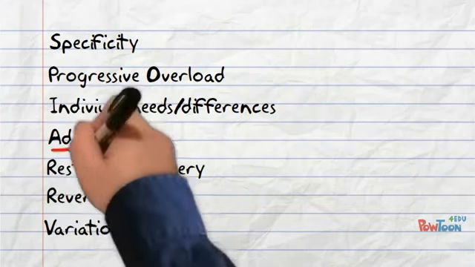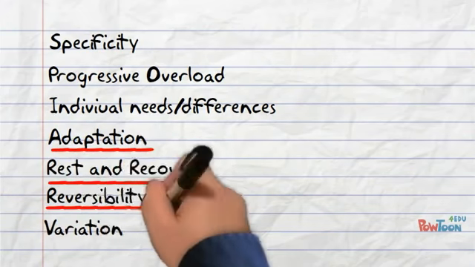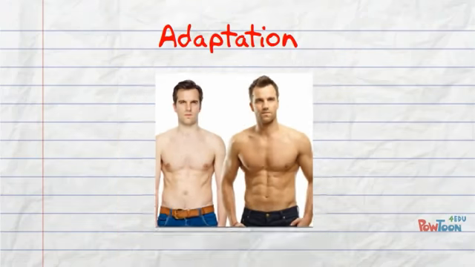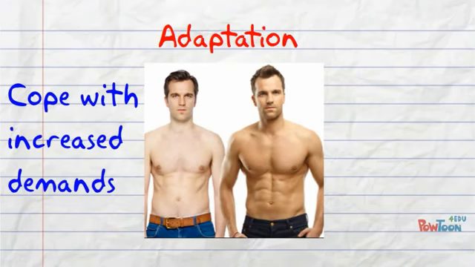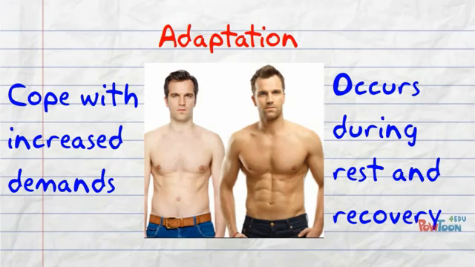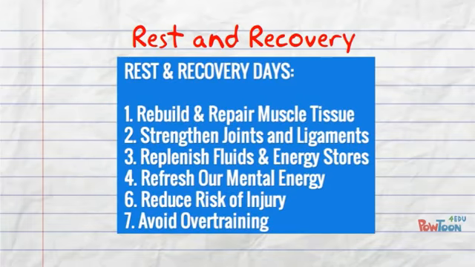The next 3 principles of training are linked. Adaptation is the ability of the body to cope with increased training loads. This principle occurs during rest and recovery periods. Rest and recovery periods are having rest days in a training program so the body has time to adapt. Rest periods are also included within training sessions so that muscles can replenish their energy stores.